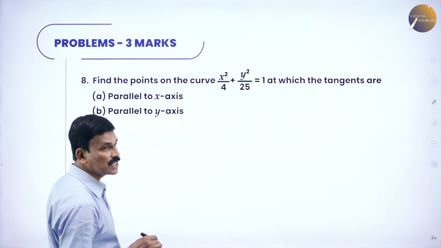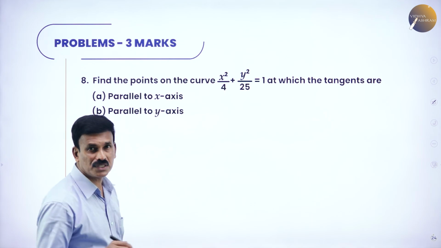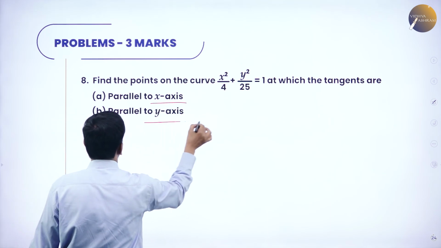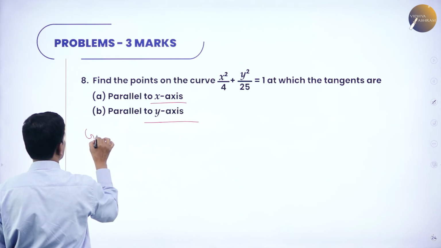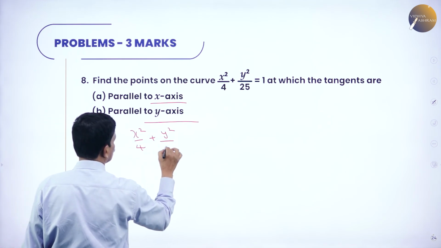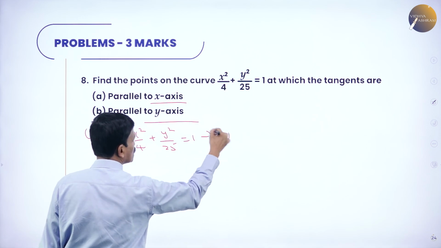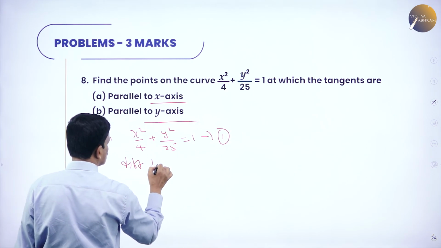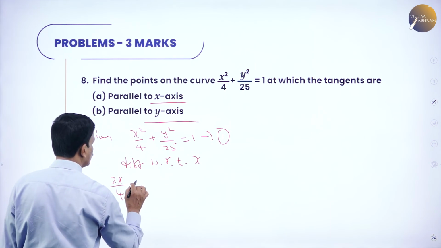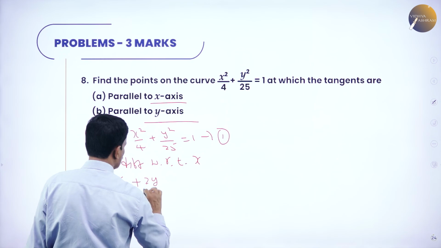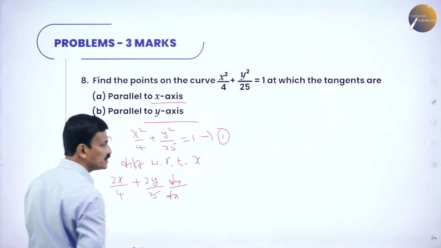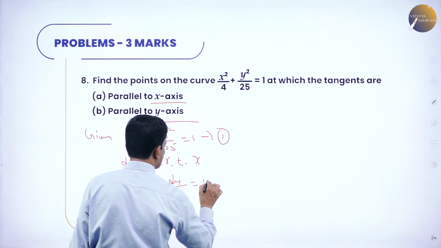Find the points on the curve x square by 4 plus y square by 25 is equal to 1. This is an equation of ellipse at which the tangents are parallel to x-axis and parallel to y-axis. Now what is the given equation? Given that x square by 4 plus y square by 25 is equal to 1. Let us represent this as equation number 1. Differentiate with respect to x. So differentiation of x square is 2x by 4 plus differentiation of y square is 2y by 25 into dy by dx, because we are differentiating y with respect to x, is equal to 0.